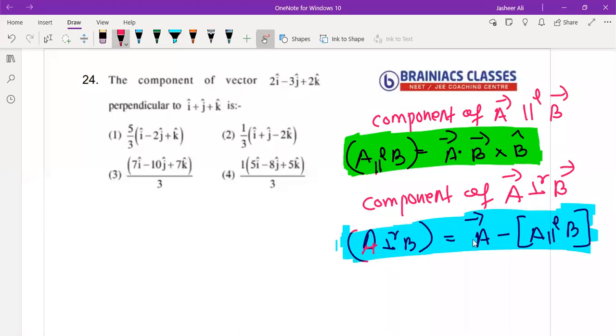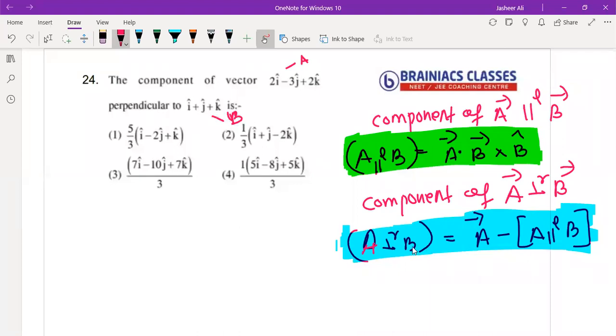In the formula book also, you should add these two formulas. Okay, now we'll see what we need to do. Now we'll come to the question. The component of vector A is perpendicular to I plus j. So you can take this as vector A and this as vector B. Question is what? It's perpendicular.